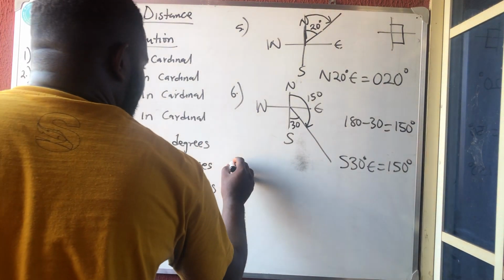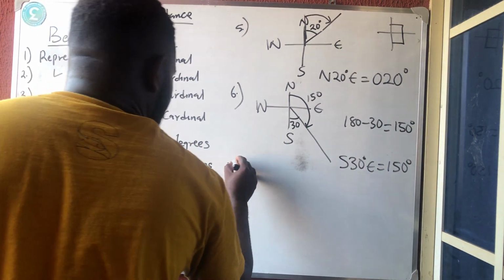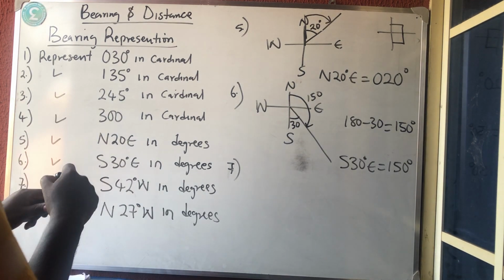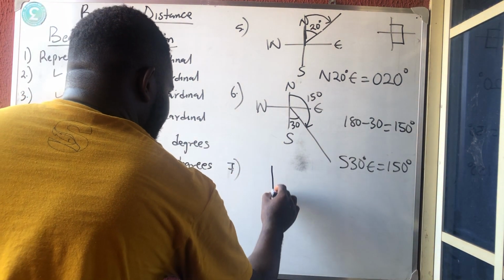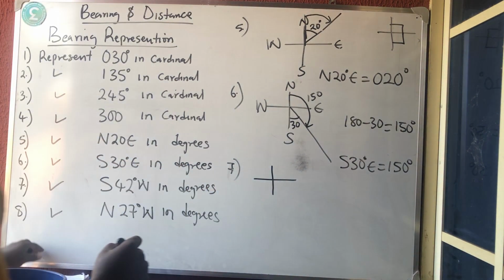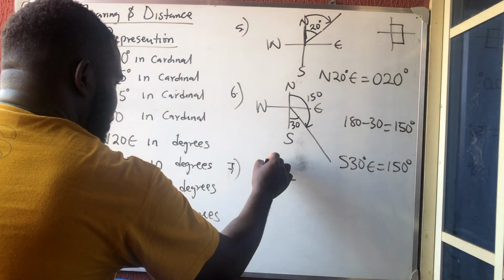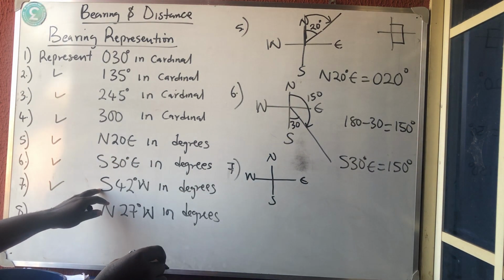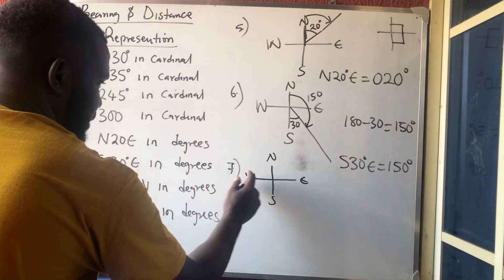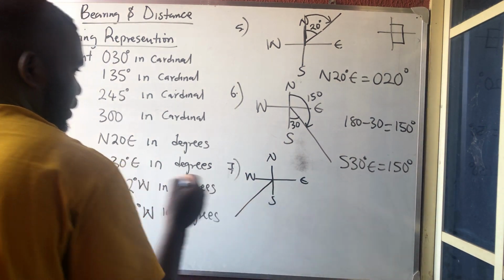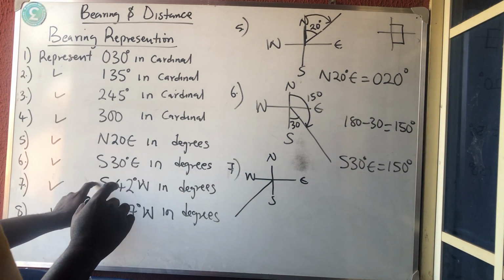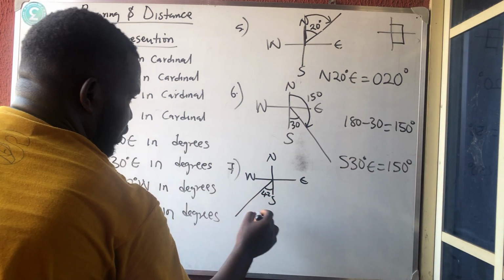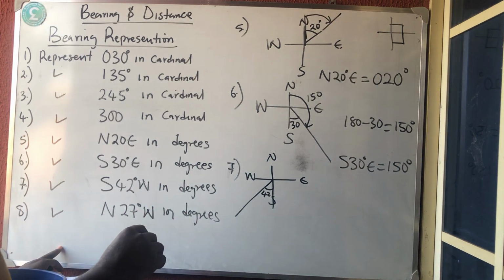Okay, so number 7. Look at number 7. Let's do number 7. Number 7 is very simple. This is my north, south, my east and west. And he said south 42 degrees west, south and west. You just draw a line. The angle you are making must be with that south. So I'm making my angle with the south, which is what? 42. Okay, all right, let's go.